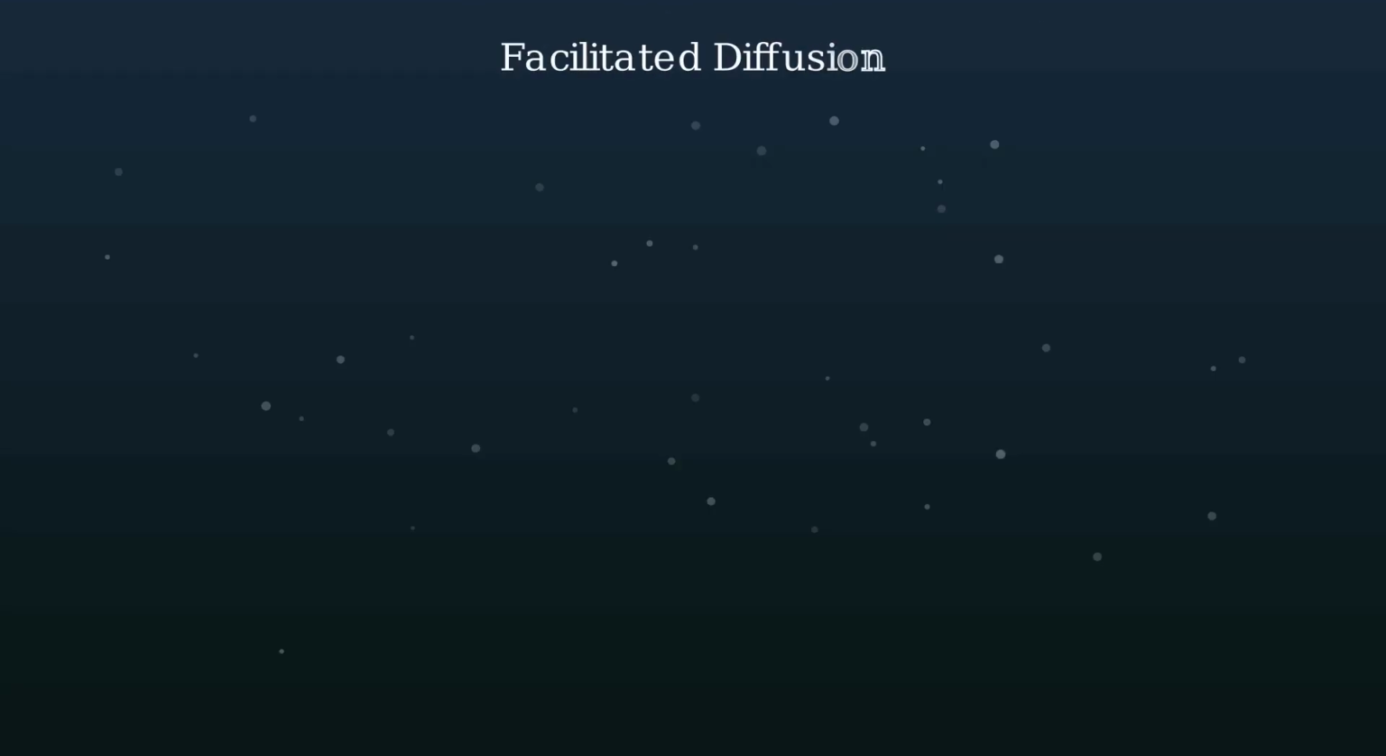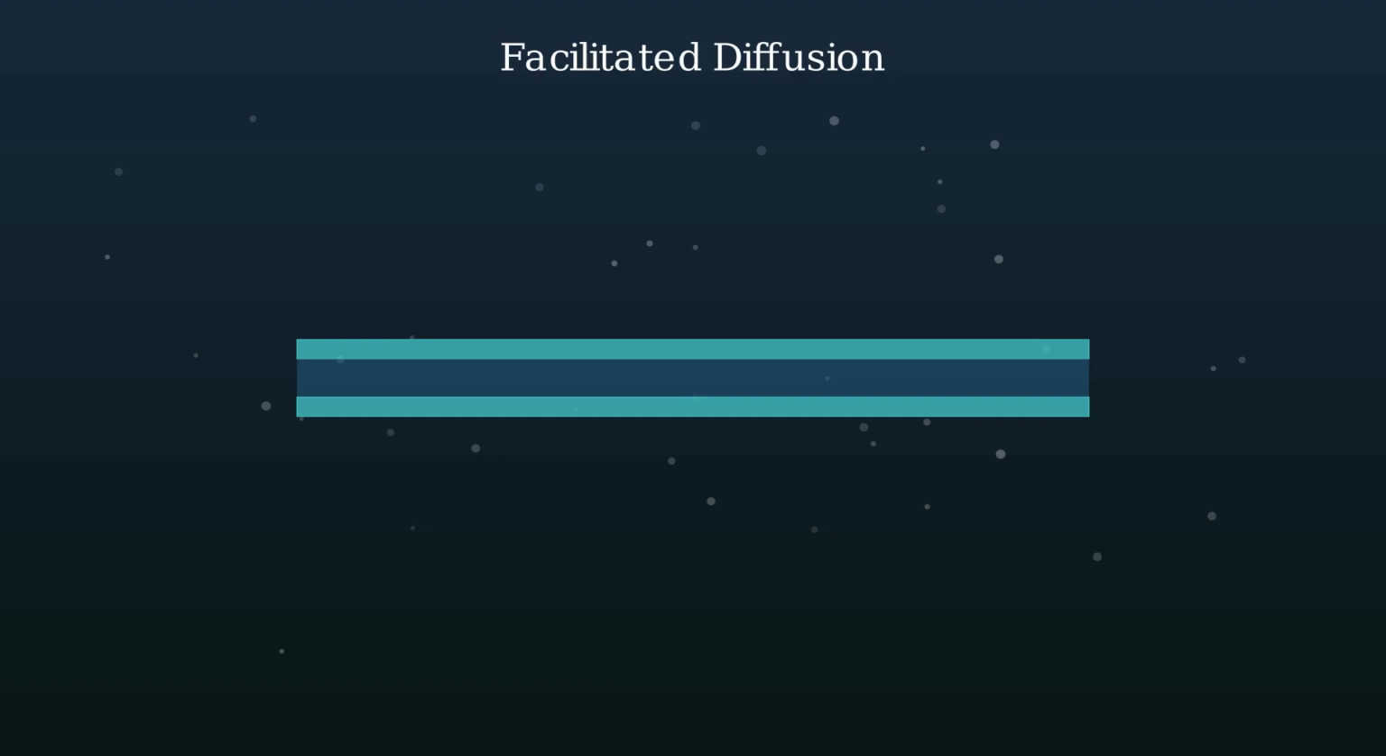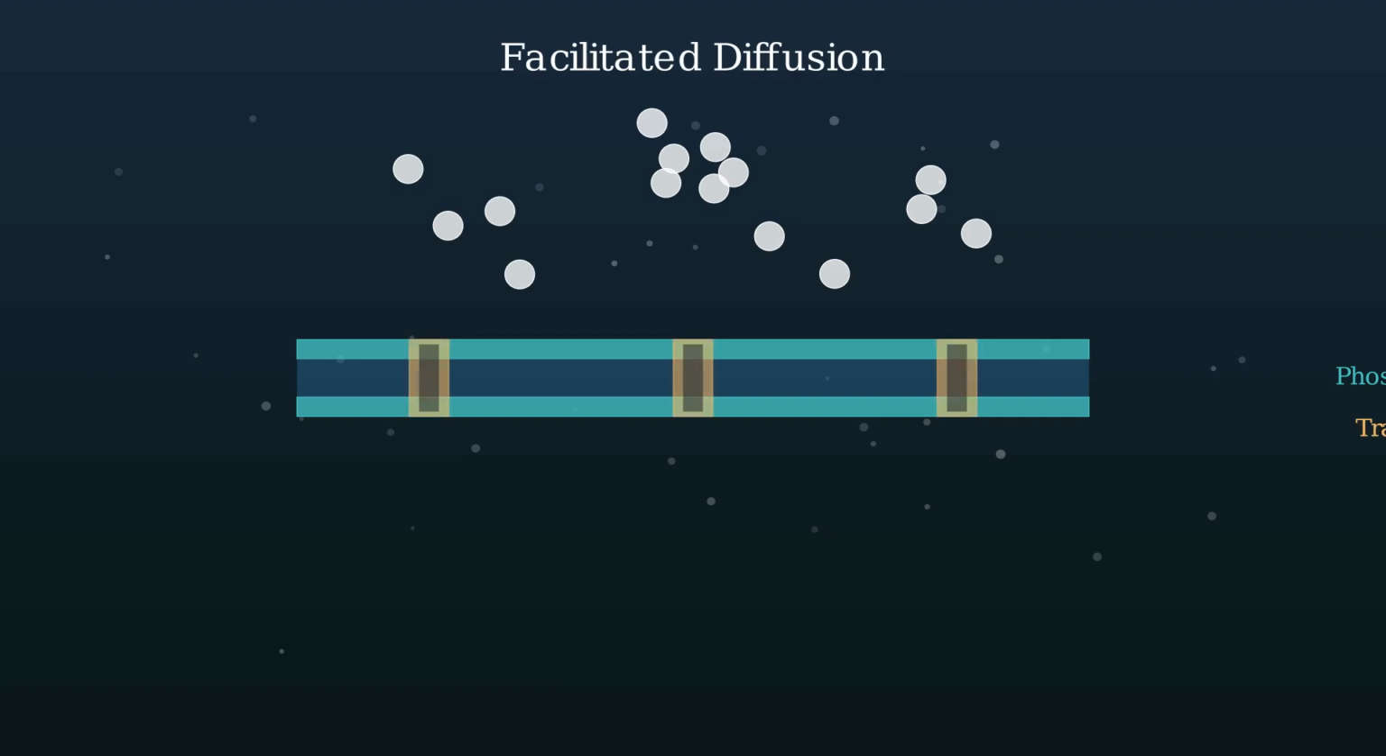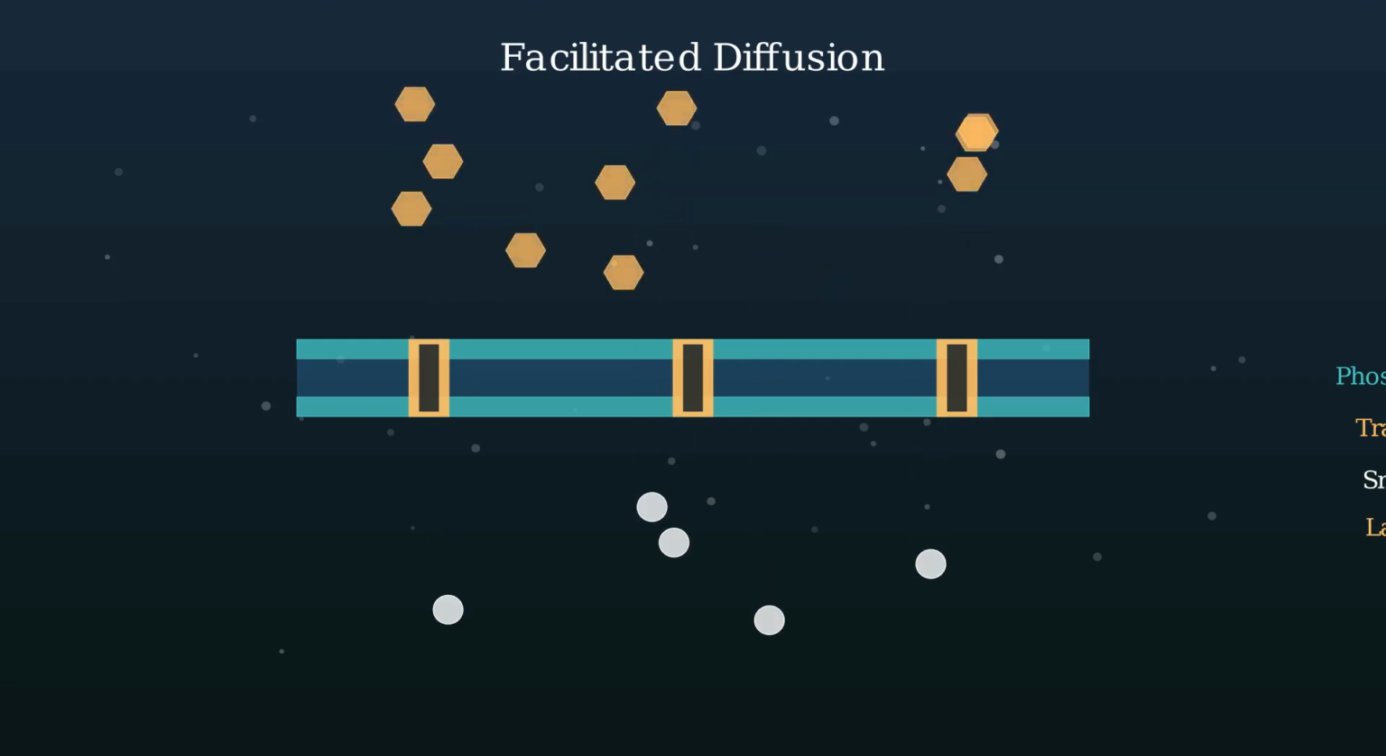Facilitated diffusion is a process that allows molecules to cross cell membranes with the help of transport proteins. The cell membrane consists of a phospholipid bilayer, which creates a barrier that some molecules cannot easily cross. Transport proteins embedded in the membrane create channels that allow specific molecules to pass through. Small, uncharged molecules can often diffuse directly through the phospholipid bilayer. However, larger molecules or charged particles cannot pass directly through the membrane. They require transport proteins.